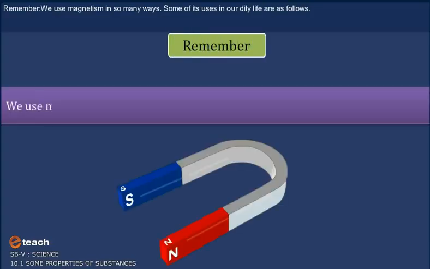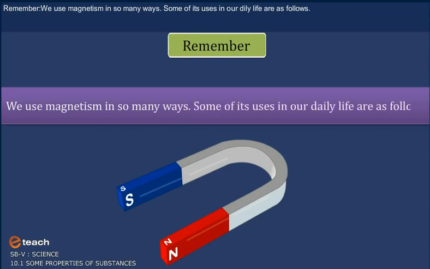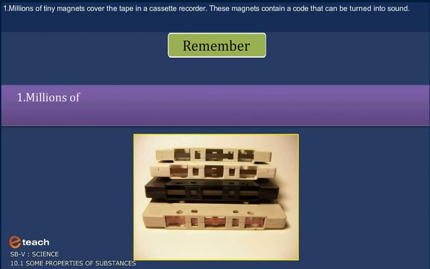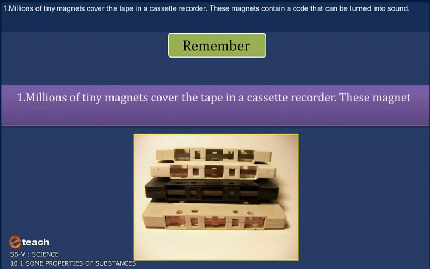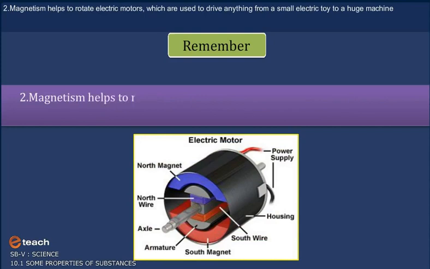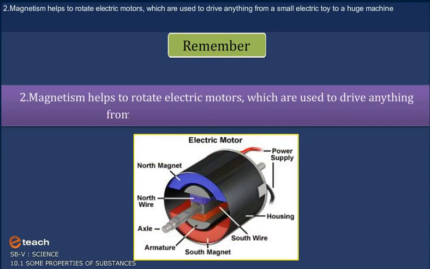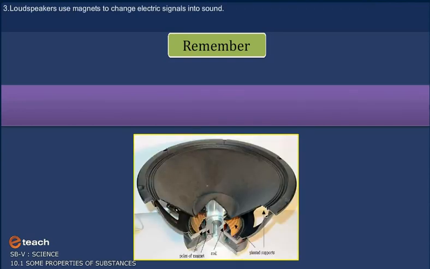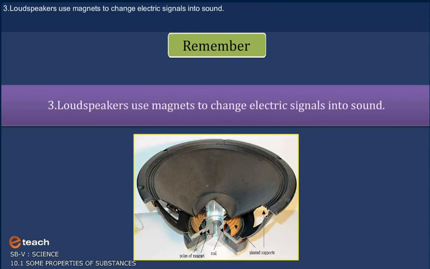Remember, we use magnetism in so many ways. Some of its uses in our daily life are as follows. 1. Millions of tiny magnets cover the tape in a cassette recorder. These magnets contain a code that can be turned into sound. 2. Magnetism helps to rotate electric motors, which are used to drive anything from a small electric toy to a huge machine. 3. Loudspeakers use magnets to change electric signals into sound.